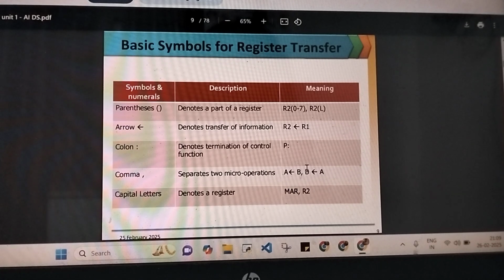So all these, like I said, are just notations or syntax. So when you are learning a programming language, you learn that printf is used to give the outputs, scanf is used to give the inputs, and you learn keywords like that, right? So these are the register transfer language equivalent of those keywords.